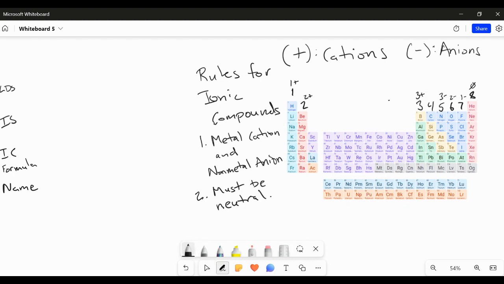Okay. This time, let's look at lithium and oxygen. So lithium is another group 1 element, so its Lewis dot structure is going to be Li with a dot. Oxygen is a group 16 element, so it has 6 valence electrons.